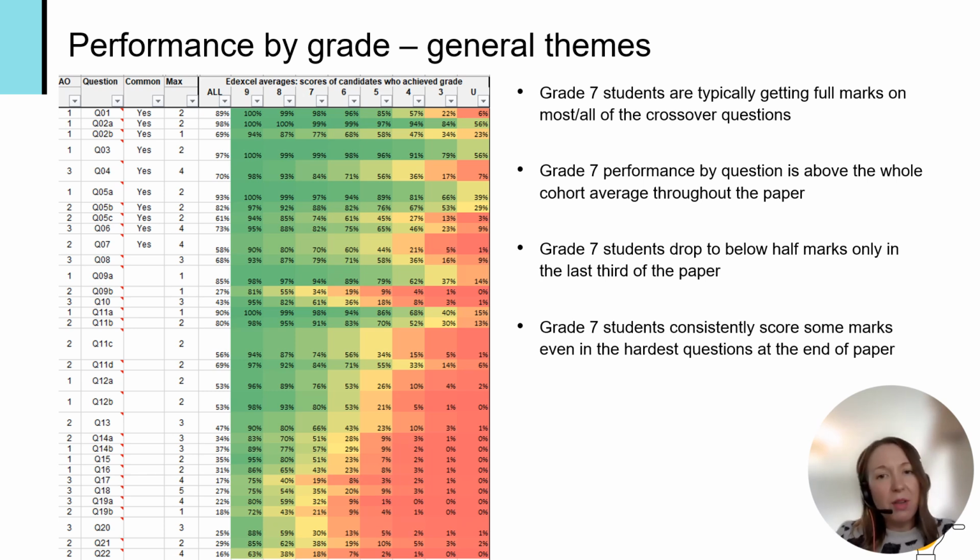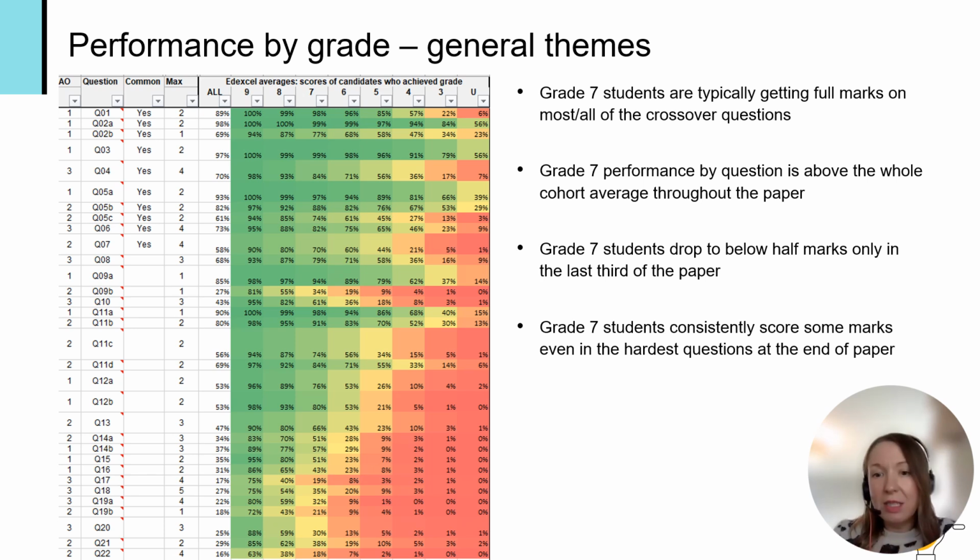So in terms of our themes for grade 7 students, what we see is that they're typically getting full marks on most or all of the crossover questions. Their performance by question is above the whole cohort average throughout the paper. And they drop to, on average, below half marks only in that final third of the paper. And they consistently will score marks even in the hardest questions at the end of the paper.